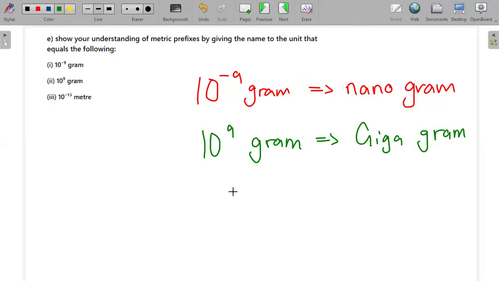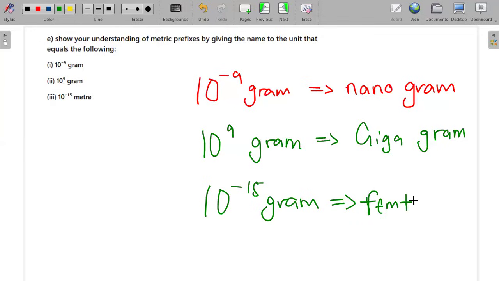So 10 to the power minus 15, gram, this part here indicates what we call femto. So femto, like this: f, e, m, t, o. Whenever you see femto, it just means 10 to the power minus 15. So that is femto gram. I remember in our first years, when we were doing natural sciences, we even made a song about this so that we do not forget.